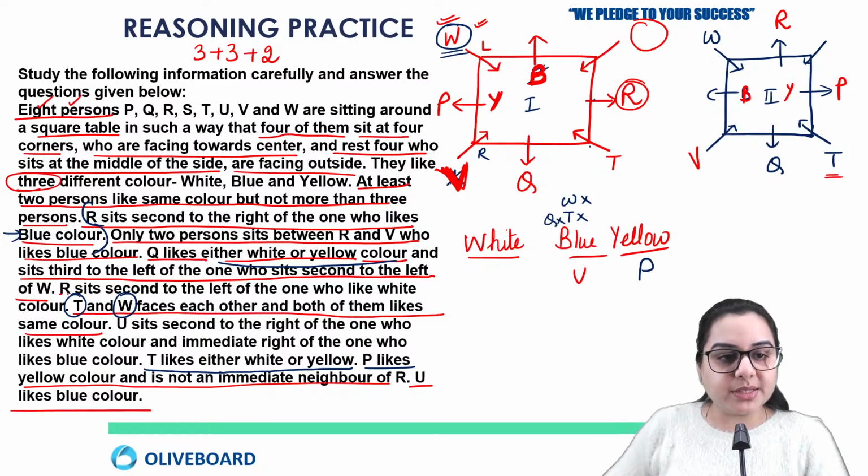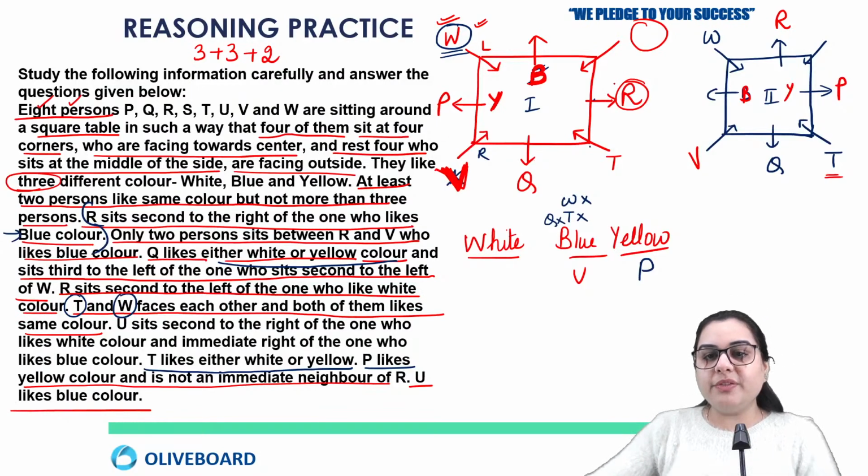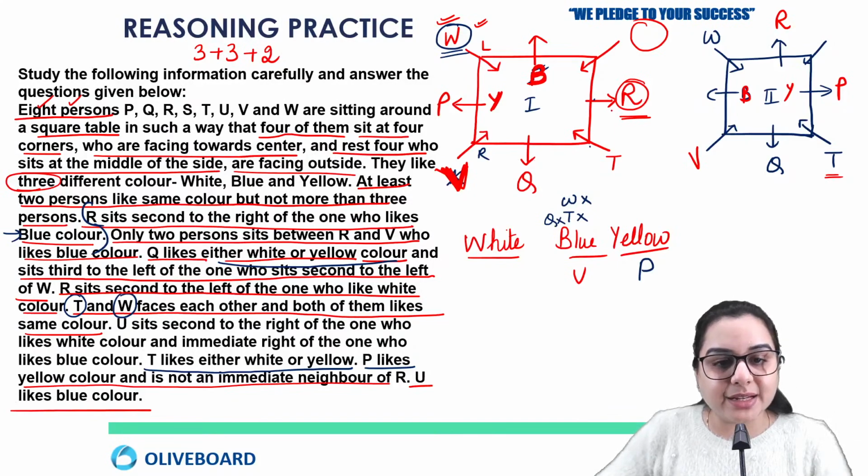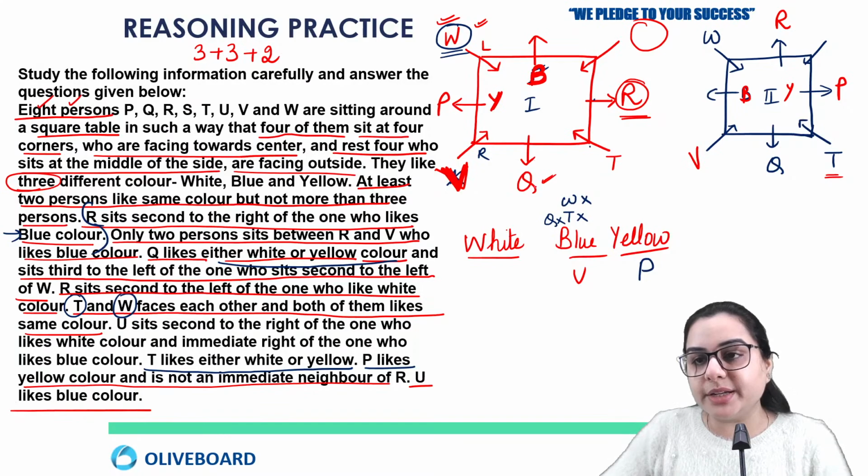Now here we have this line that R sits second to the left of the one who likes white color. So if here we have R in both the possibilities, let us check. R sits second to the left of the one who likes white color. So that means here Q should be liking white color.